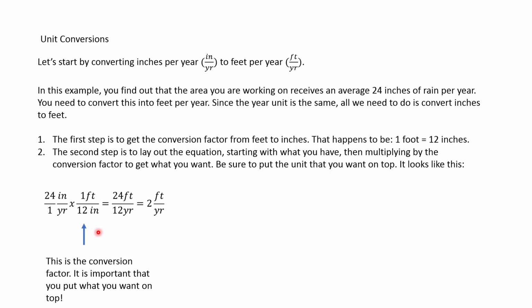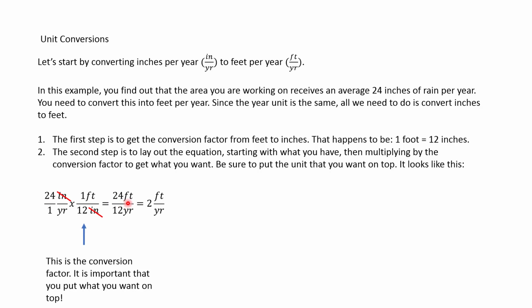But the key point here is to make sure that the unit that you want is on top, and the unit that you're getting rid of is on the bottom. And so what happens is the inches cancel out, and you're left with feet on the top and year on the bottom. And then you just multiply across.